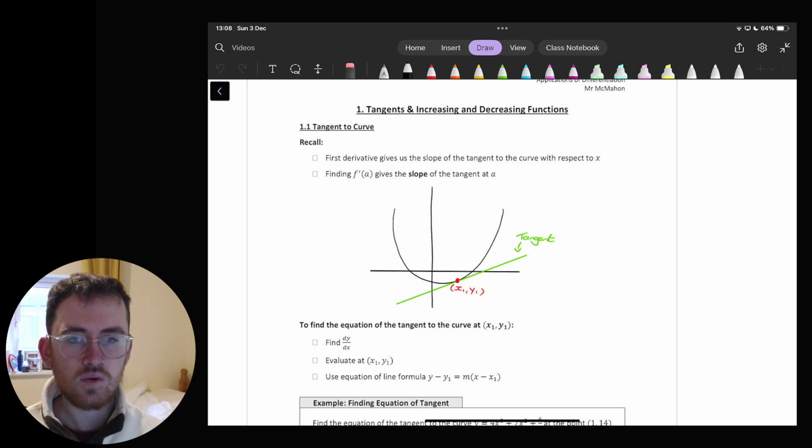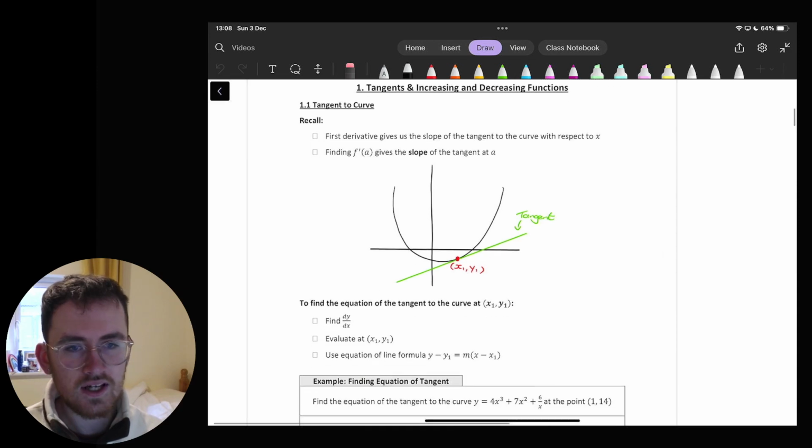Remembering what we should already know heading into this is that the first derivative gives us the slope of the tangent of the curve. That's how we defined differentiation and the derivative of a function. And then finding the derivative at a particular point gives me the slope of the tangent at that point. These are all things we should be familiar with already.